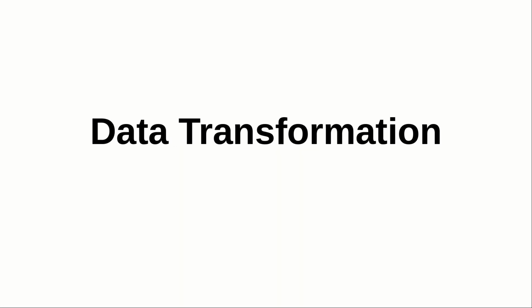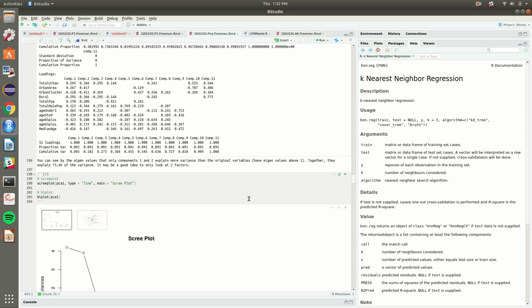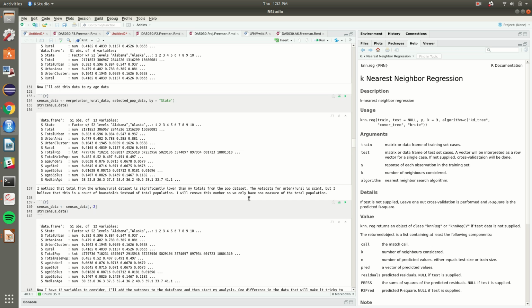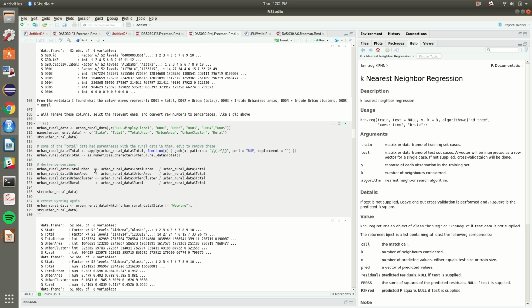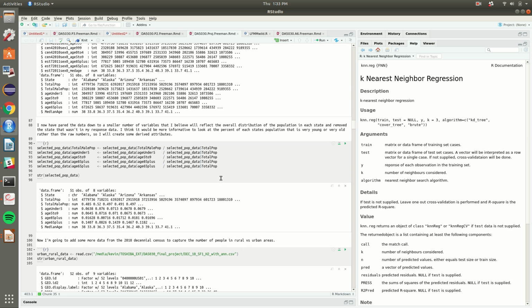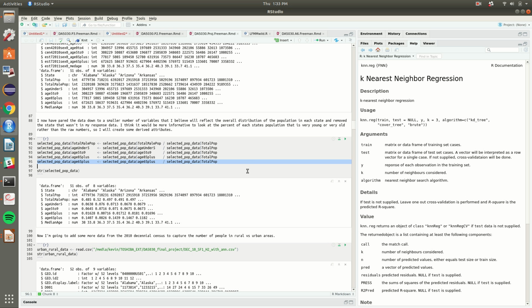Now to go on to data transformation. So I didn't do too much data transformation. What I really did was I just created some derived features. So I took this urban-rural data. I took total urban area, urban cluster, and rural. These are all variables that were in absolute number of households that are rural or urban or in an urban cluster. And then I divided it by the total number of households in the state. So I got percent urban, percent rural instead of absolute population. I thought that would make the data more comparable across states. And I did the same thing for the age values. So, for example, age 65 plus, instead of just absolute number of 65 plus year olds, I did 65 plus divided by total population. Pretty simple transformation.